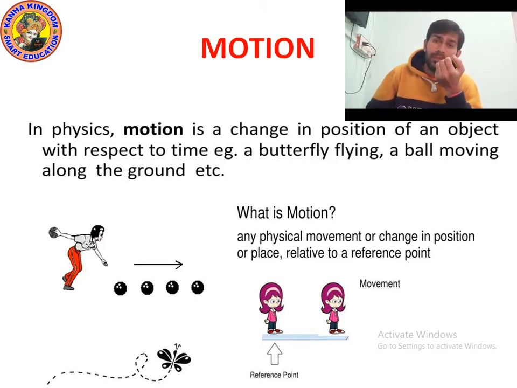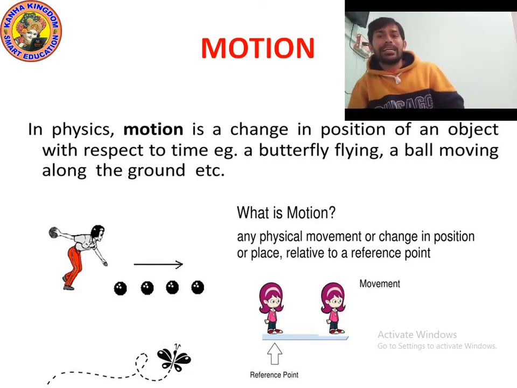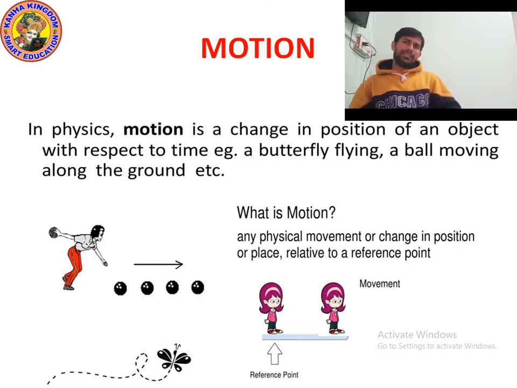Suppose you have put a book on a table. So what is the state of that book in terms of motion? We can say that the book is at rest, because its position is not changing. When the bus moves, when the birds fly, their position changes, so they are in motion. If a bus is standing at a place, then we can say it is at rest.